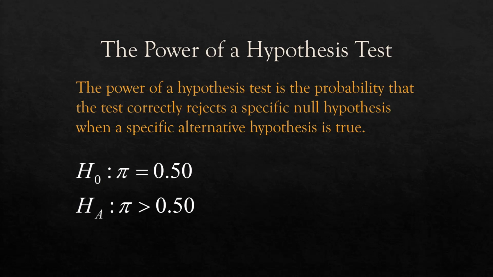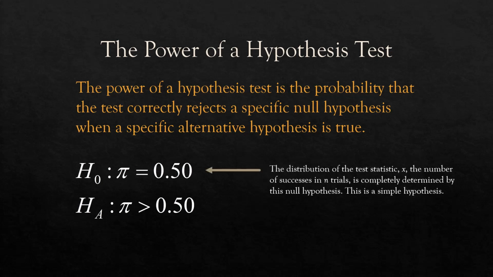But consider these two hypotheses, how they are different. With the null hypothesis, we can completely determine the distribution of the test statistic. The test statistic would be the number of successes in n trials. And if you have pi of 0.50 and you know the number of trials, you then know exactly which binomial distribution to use. You completely determine the distribution of the test statistic. Because of that, we refer to this as a simple hypothesis.